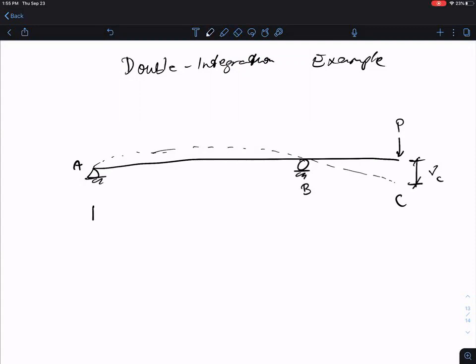Now let's put some dimensions on this beam. So the distance from the left end to the roller is 2A. And the distance between the roller and the point load is A.